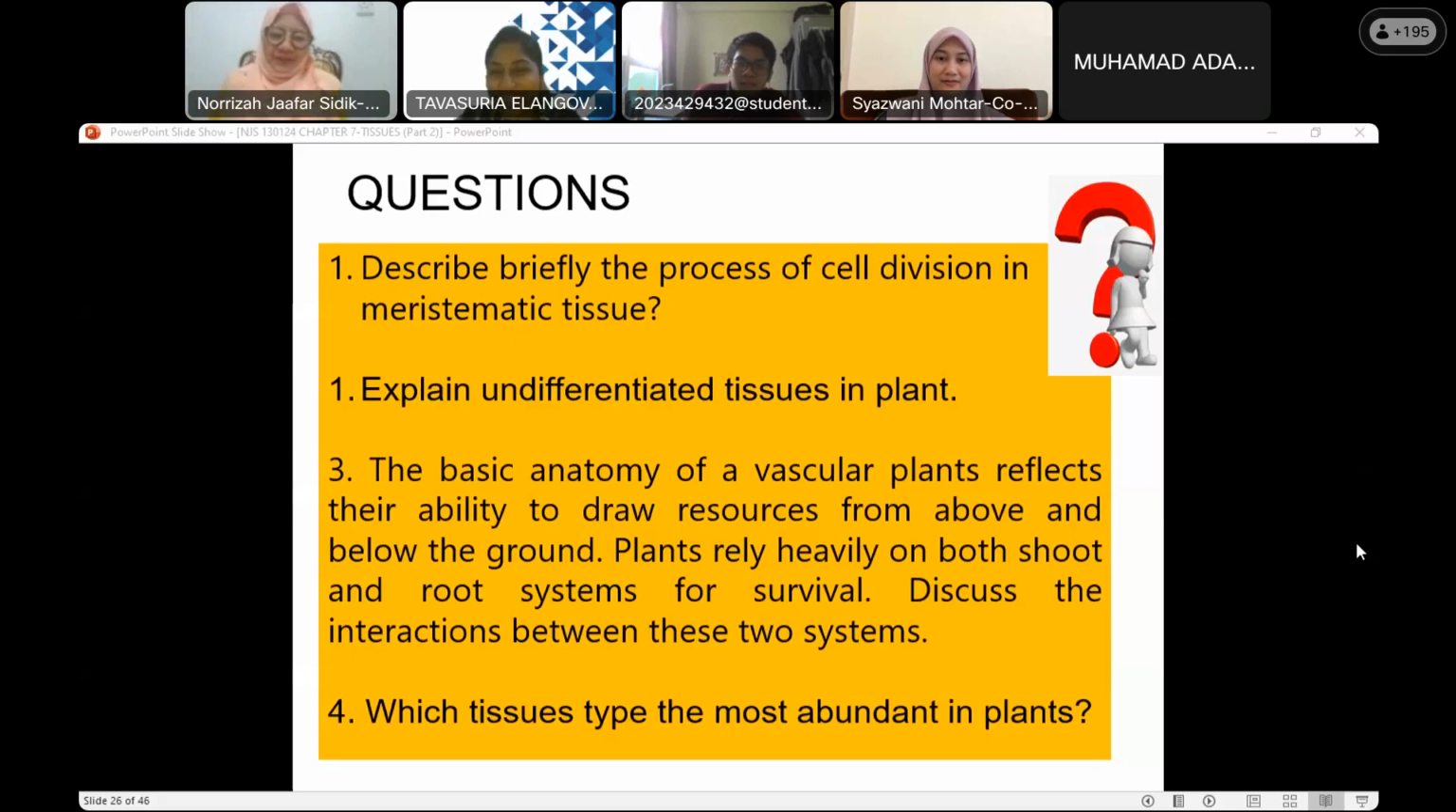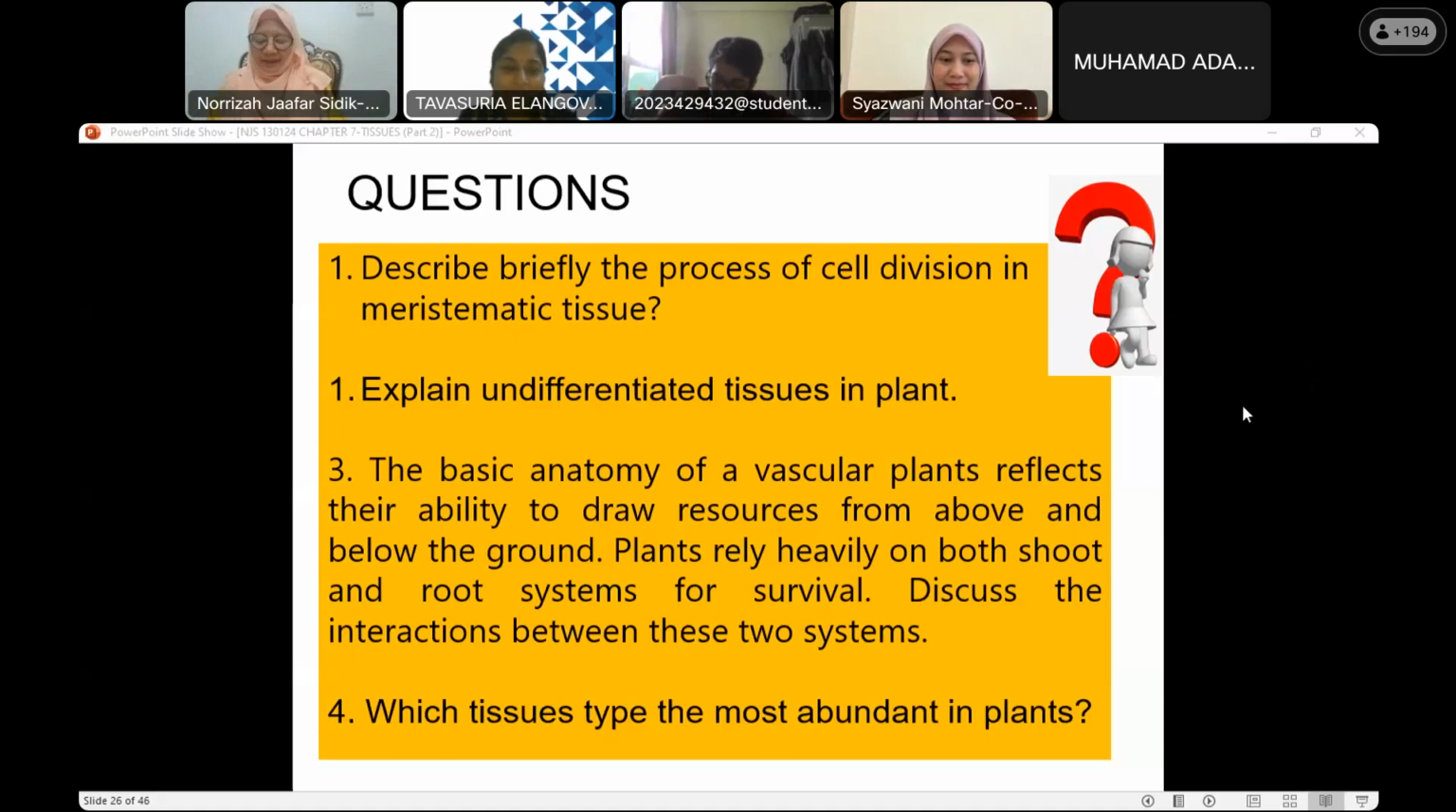Okay, just give me an example of undifferentiated tissues. Okay, Asha, Liana, give a try. Okay, Nur Amalina already answered in the chat box. Siti Nurain: meristem tissue. Yes, that is correct. Good job, Siti Nurain and Nur Amalina.